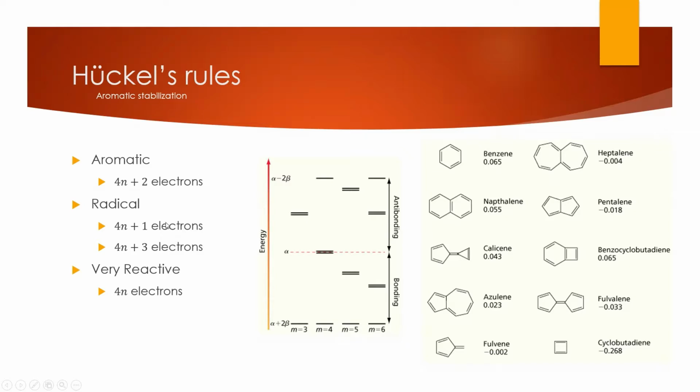If we have molecules with either 4n plus 1 or 4n plus 3, that's 1 too many. So thinking about benzene here, if we had either 5 or 7, we'd have 1, 2, 3, 4, 5, or 6, 7, we would have a radical, and that would not be very stable. And if we had only 4n, we would be in a diradical state, which would be very reactive, as is the case for cyclobutadiene here.